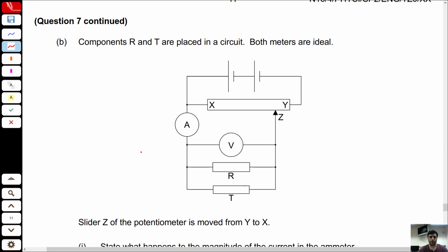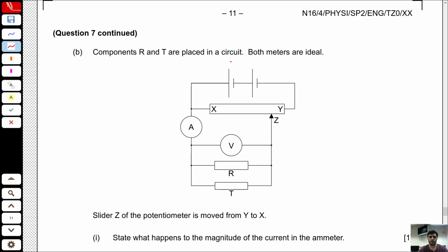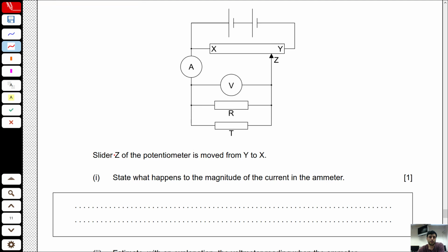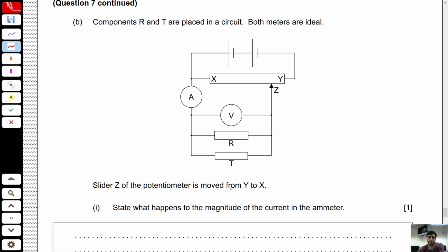Next one: components R and T are placed in a circuit. Both meters are ideal. Ideal meter means if the ammeter is ideal, it has zero measurable resistance, and if the voltmeter is ideal, it has infinitely large resistance. Slider Z of the potentiometer is moved from Y to X. So this is a potentiometer. State what happens to the magnitude of the current in the ammeter.